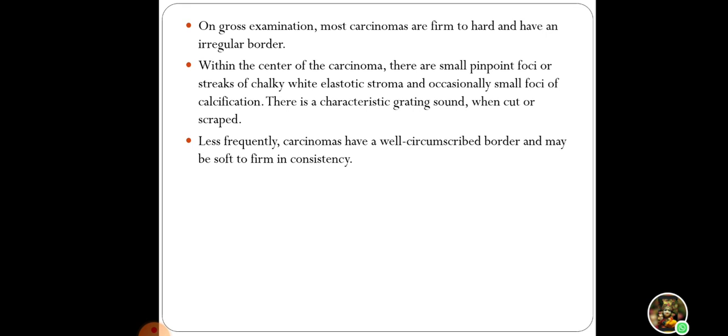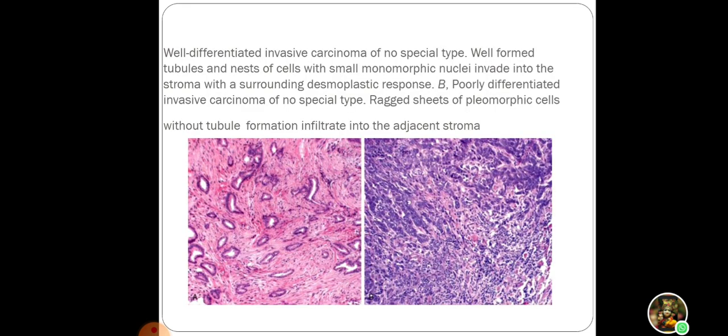On gross examination, most carcinomas are firm to hard and have an irregular border. Within the center of the carcinoma, there are small pinpoint foci or streaks of chalky white elastotic stroma and occasionally small foci of calcification. There is a characteristic grating sound when cut or scraped. Less frequently, carcinomas have a well circumscribed border and may be soft to firm in consistency.